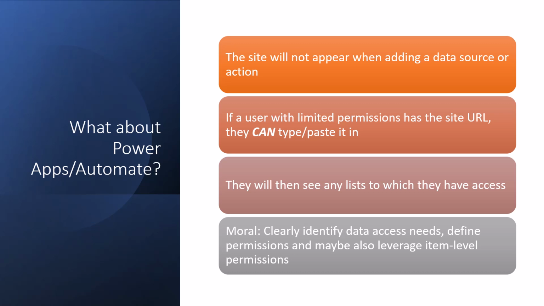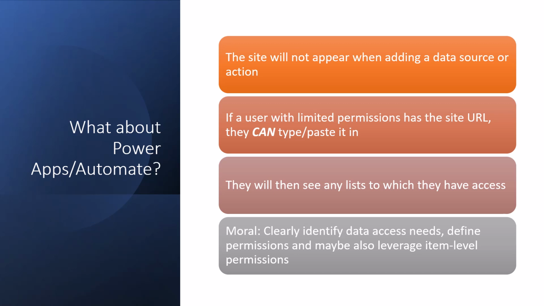So if they know that all these lists live at tenant.sharepoint.com/sites/human resources, they could paste that URL in, and then they would see the list to which they have permission. Now, they still won't be able to do more with that data than what you've given them. If you don't give them permission to delete the data, they still won't be able to delete the data, but they will be able to connect to it.